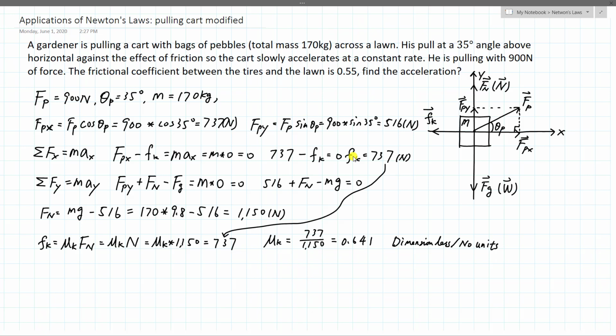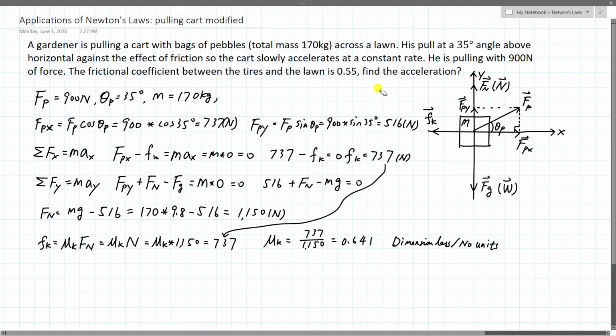In this video, we have a modified problem. This was from a previous problem that has a gardener pulling a cart, and in that problem, he was barely able to get the cart to move, so he was moving at a constant speed. And in this problem, I modified it so that over here he pulls against the effect of friction, slowly accelerating the cart at a constant rate. The rate we don't know, so it's no longer zero.